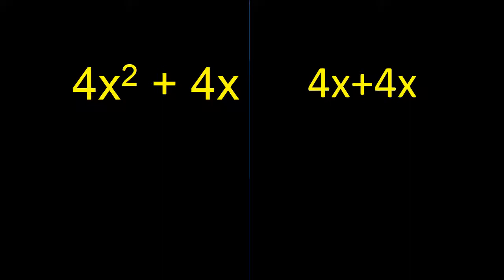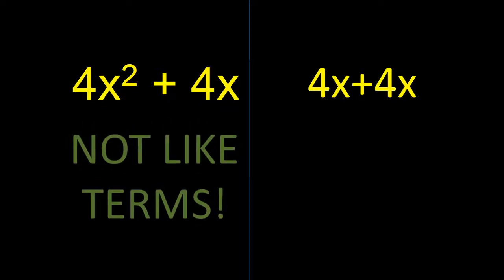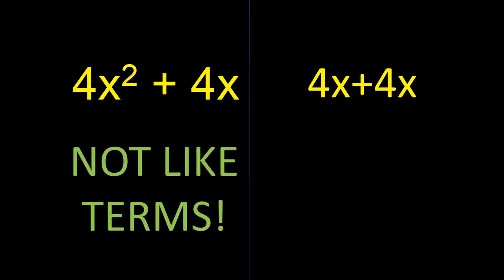Let's take a look at these two examples. We have 4x squared plus 4x. x squared and x are not the same variable. That means 4x squared and 4x are not like terms, which means these two terms cannot be put together. They cannot be combined together. Now, on the other hand, when we have 4x plus 4x, that means we have two terms of the same variable, which is x. That means all we need to do to add these two terms together is to add 4 to 4, which gives us 8x.